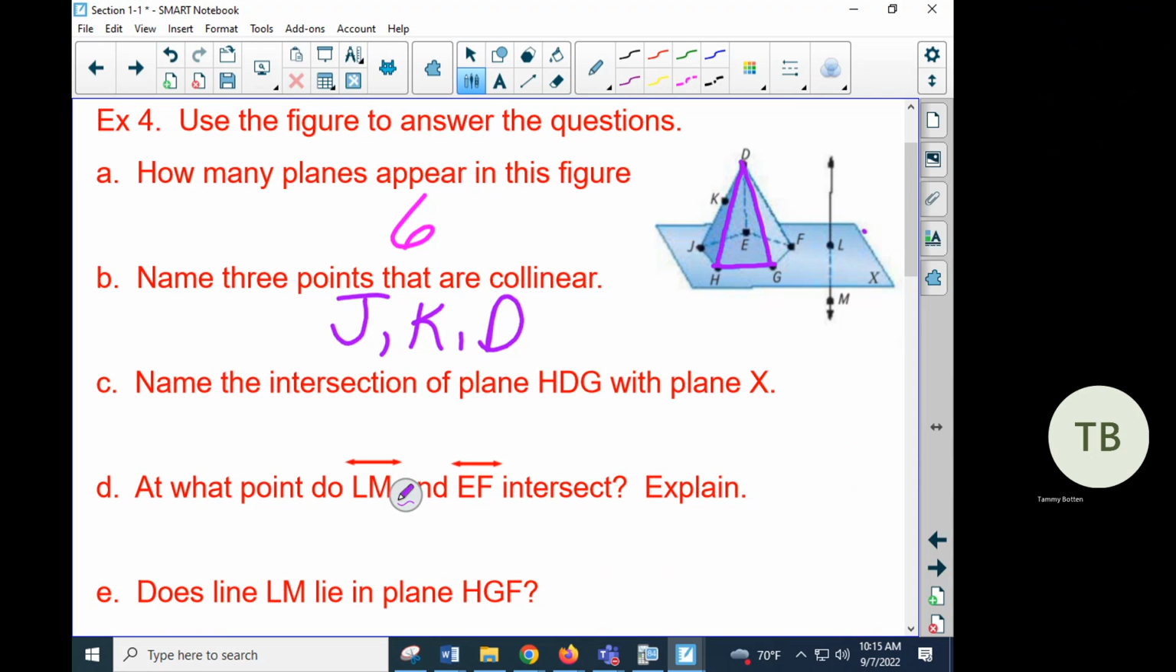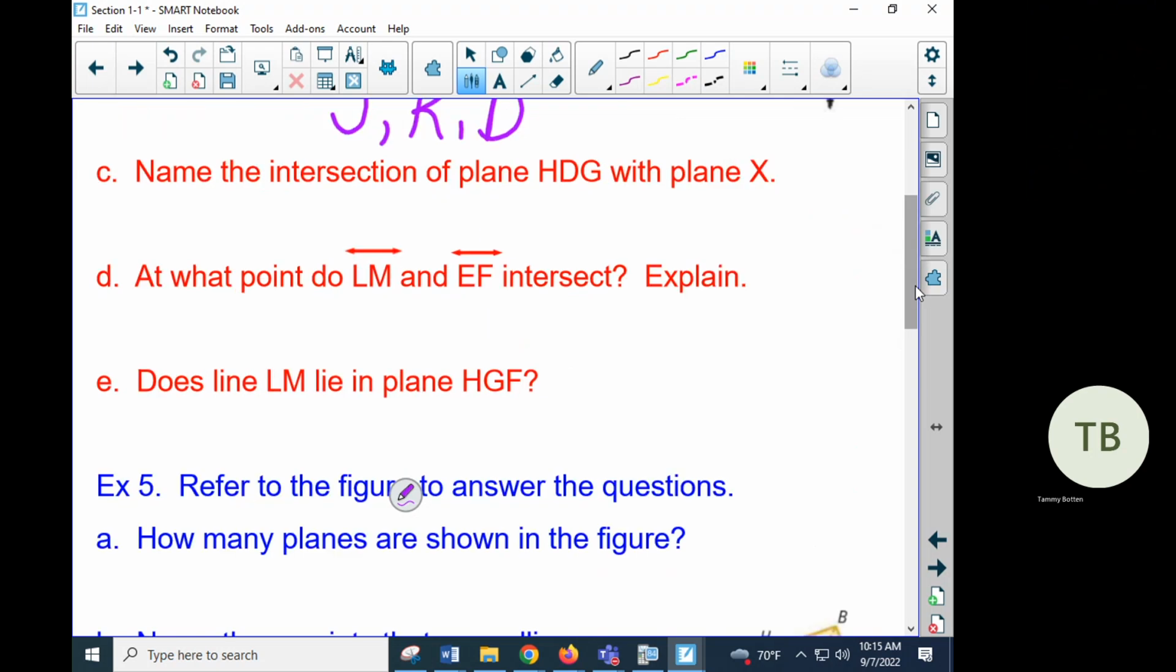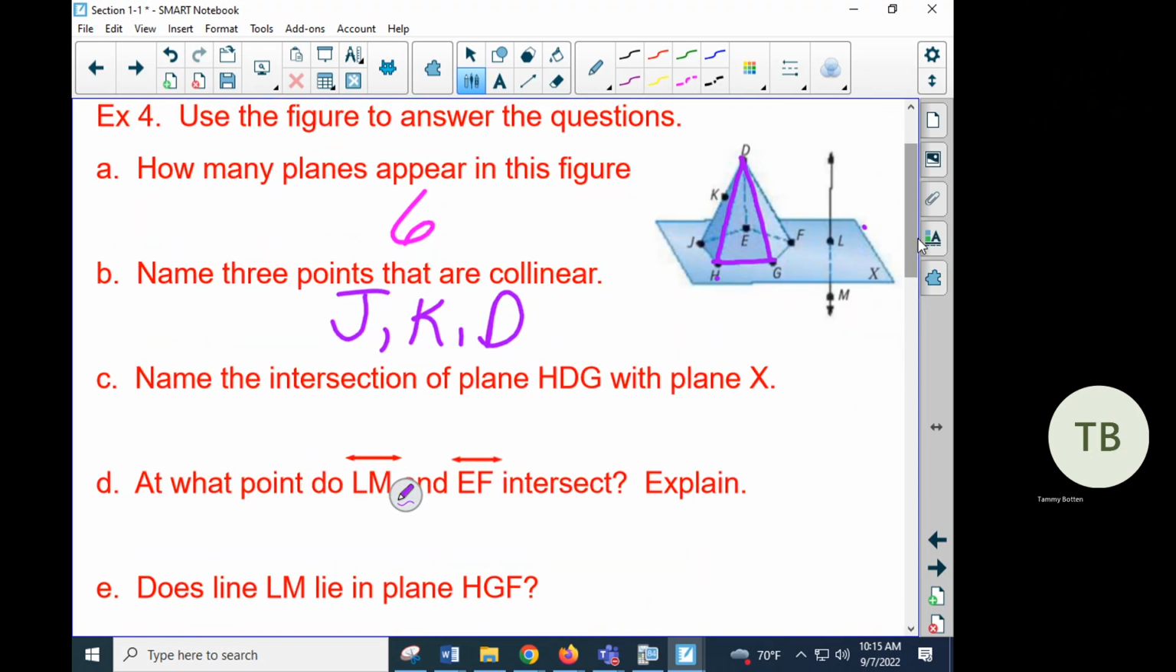Okay, so they want us to name the intersection of that plane with plane X, which is on the bottom. So if you think of that, where do you think those two intersect? Think of it 3-dimensionally, that pyramid is sitting on the plane. Where would they touch? Line HG would be where the bottom plane and this plane intersect.